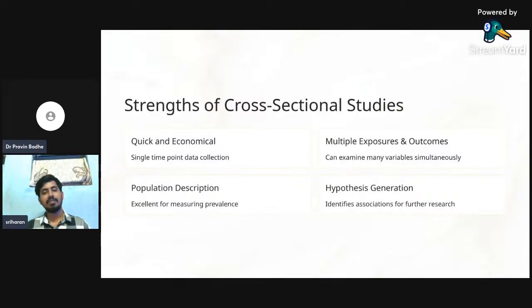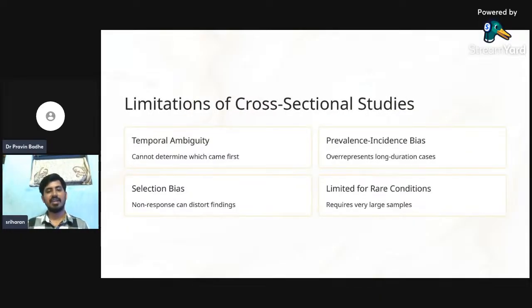A cross-sectional study can also act as a parent study for further study. It's also helpful. A limitation of a cross-sectional study is that it cannot say the cause and effect, which comes first and which comes second. Like all observational studies, selection bias takes place, and prevalence-incidence bias also takes place. Sometimes we over-represent the patients, which leads to prevalence-incidence bias. It is also limited for rare conditions, because it is not applicable in rare diseases.